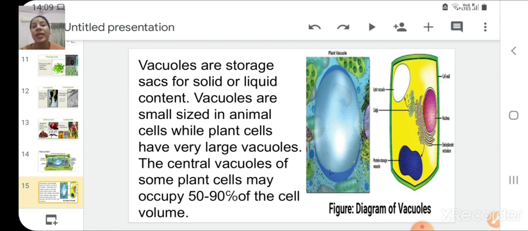Vacuoles are storage sacs of solid or liquid content. Vacuoles are small in animal cells, while plant cells have very large vacuoles. The central vacuole of some plant cells may occupy 50 to 90% of the volume of the cell. So you can imagine the size of vacuoles in a plant cell. Here also you can see the diagram of vacuoles.